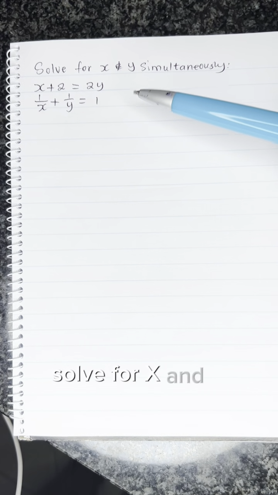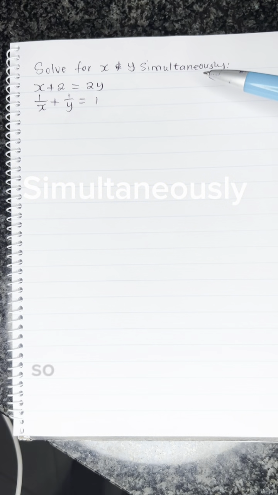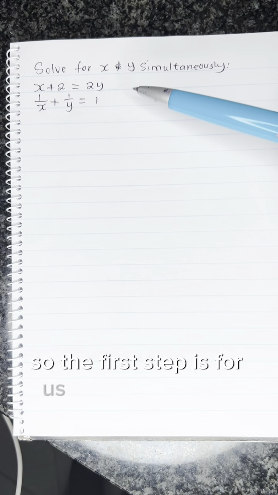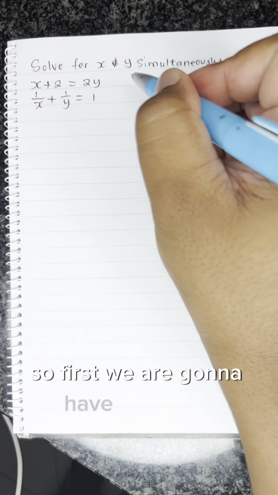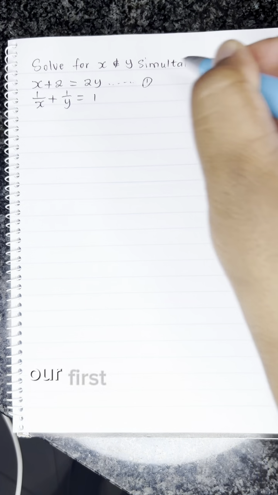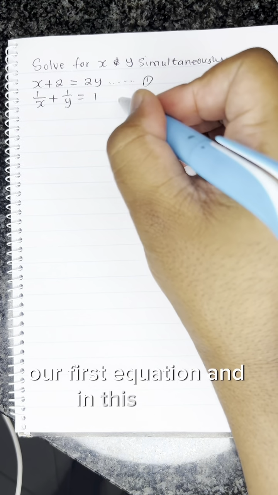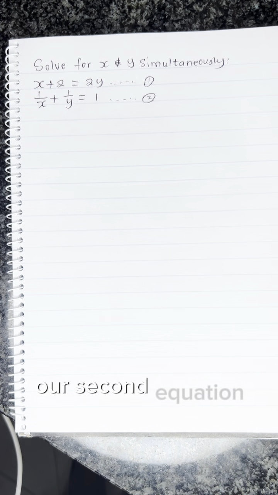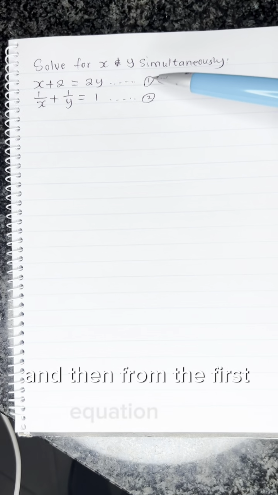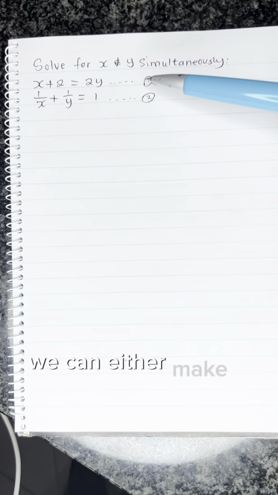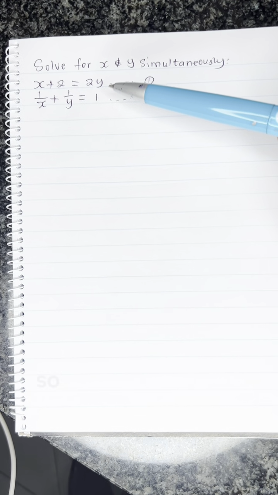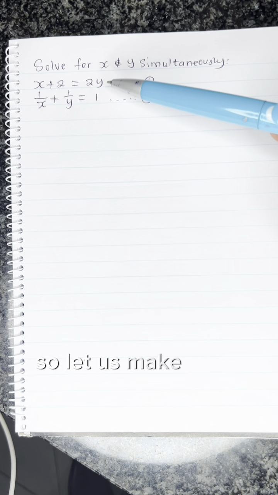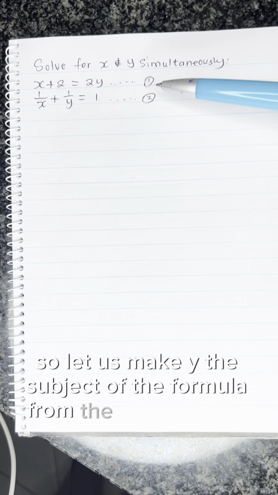Solve for x and y simultaneously. So the first step is for us to label these two equations. Firstly, we're going to have this one as our first equation, and then this one as our second equation. And then from the first equation here, we can either make x or y the subject of the formula. So let us make y the subject of the formula from the first equation.